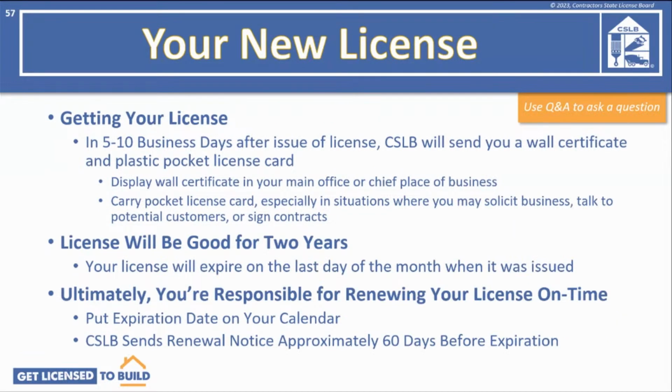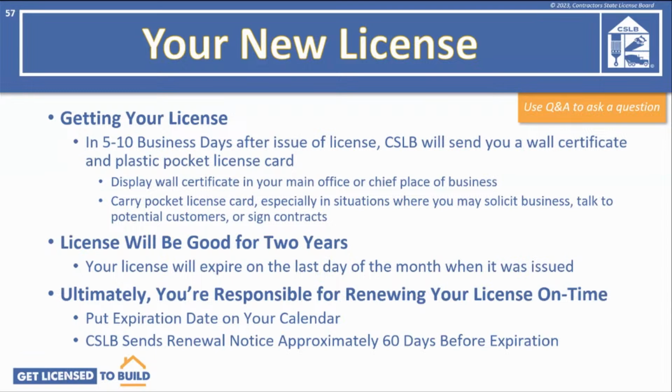In about 5 to 10 business days after your license has been issued, CSLB will send you a wall certificate and plastic pocket license card. Display the wall certificate in your main office or chief place of business. Carry your pocket card with you, especially in situations where you are going to solicit business, talk to potential customers, or sign contracts. We encourage consumers to ask to see your pocket license.